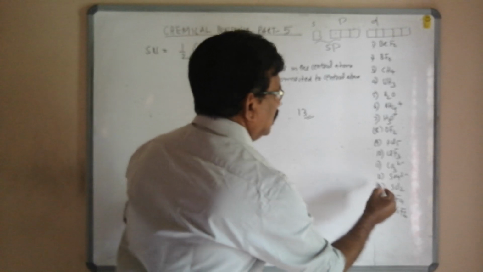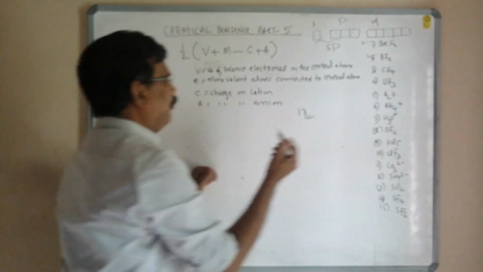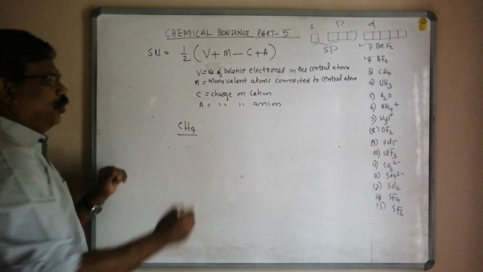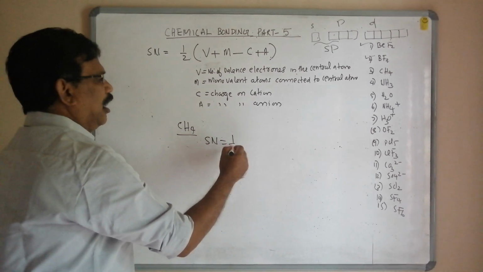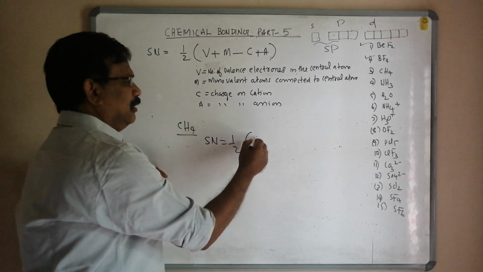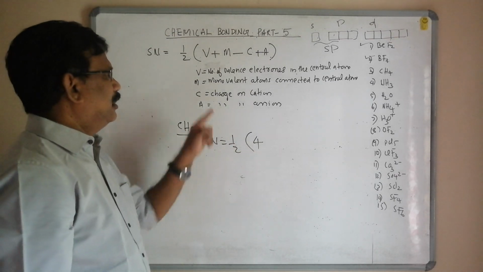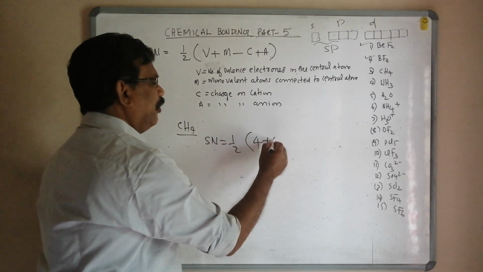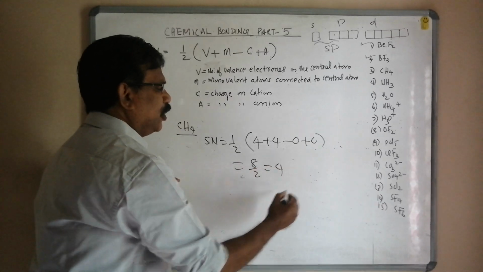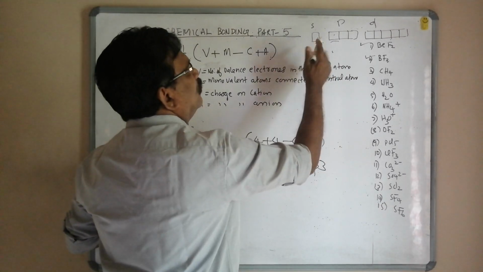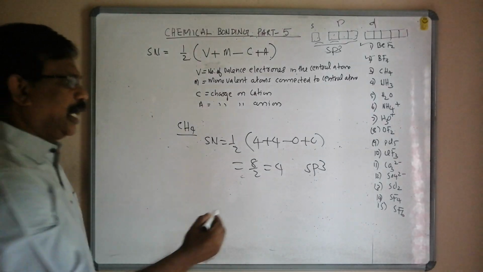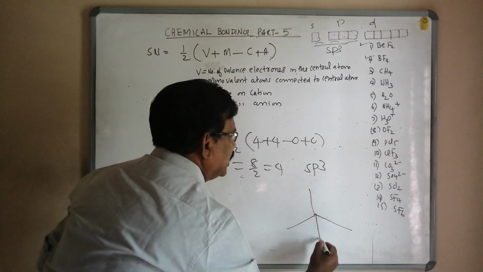So next molecule, methane, CH4. Steric number is equal to half into the central atom carbon. Carbon, silicon, germanium are 14th group, with 4 electrons in the valence shell. Carbon has 4 monovalent hydrogen atoms, 4, neutral, minus 0 plus 0, is equal to 8 by 2 is equal to 4. So hybridization is sp3, 4 meaning 1, 2, 3, 4.